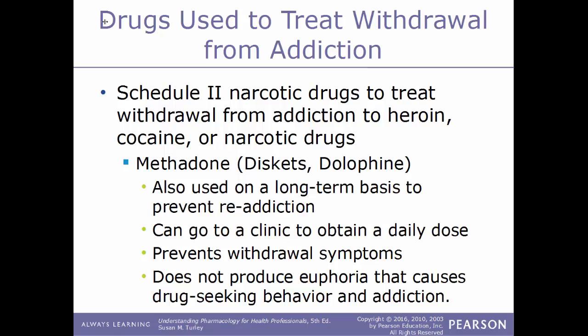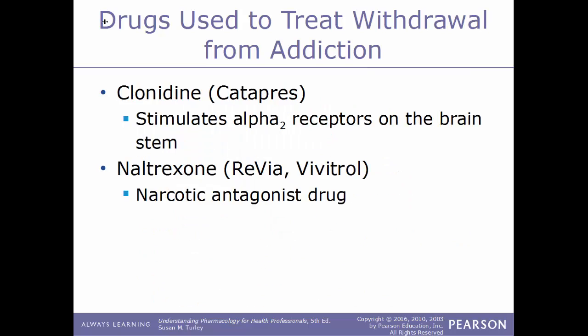Now, this can also be used on a long-term basis to prevent re-addiction, and the person would need to go to a clinic to obtain a dose on a daily basis. And this will prevent withdrawal symptoms. And methadone does not produce the euphoria that causes the drug-seeking behavior and addiction. Another drug that could be used to treat withdrawal is clonidine, also known by the name Catapress, and this will stimulate the alpha-2 receptors on the brainstem. Another drug that could be given for withdrawal, naltrexone, known by the trade names Vivitrol and Revia. And this is a narcotic antagonist drug.